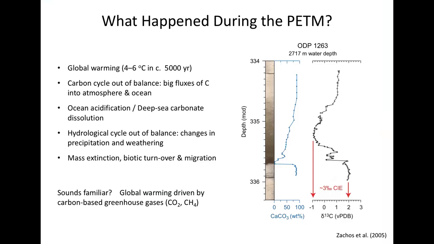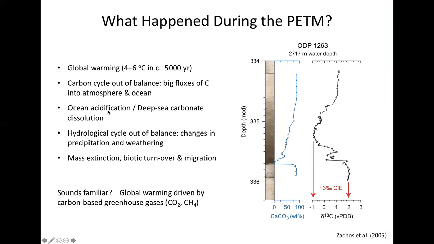So what happened during the PETM? Well, we know from multiple temperature proxies derived from sedimentary records such as this that there was global warming of 4 to 6 degrees C, and it happened in millennia. Okay, so it's on civilizational timescales. It took longer to recover. Maybe we're talking about 100,000 years to recover.